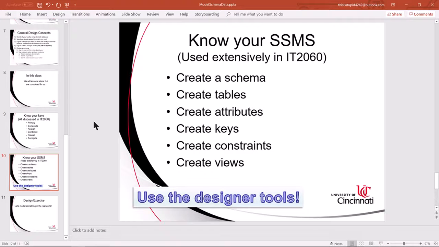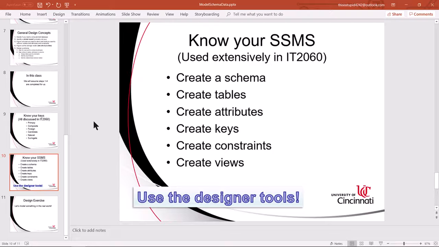In this class, we will be using SSMS. I expect that you at this point can log in, can create a table. We will become more adept at this work. We will be able to create keys, foreign keys, primary keys, natural keys. We will create constraints. We'll also create views.